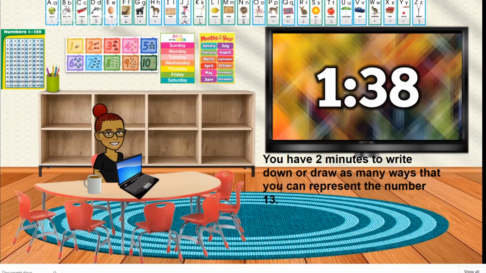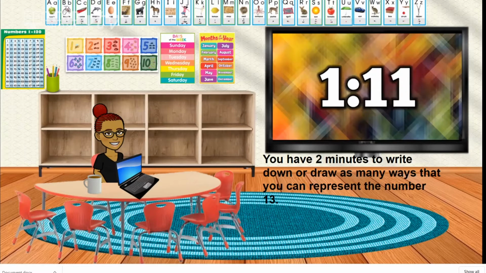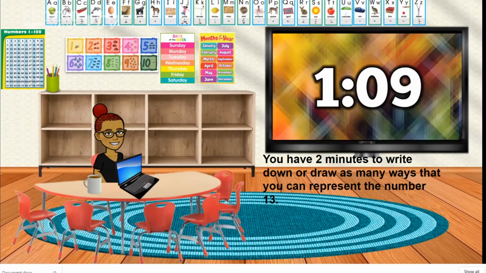Remember, we've been counting forwards and backwards and using place value blocks. So be sure to show me those ways. Show me a number that comes before 13 or a number that comes after 13. Tell me what numbers 13 comes between. Keep those pencils moving. You have about 1 minute left.